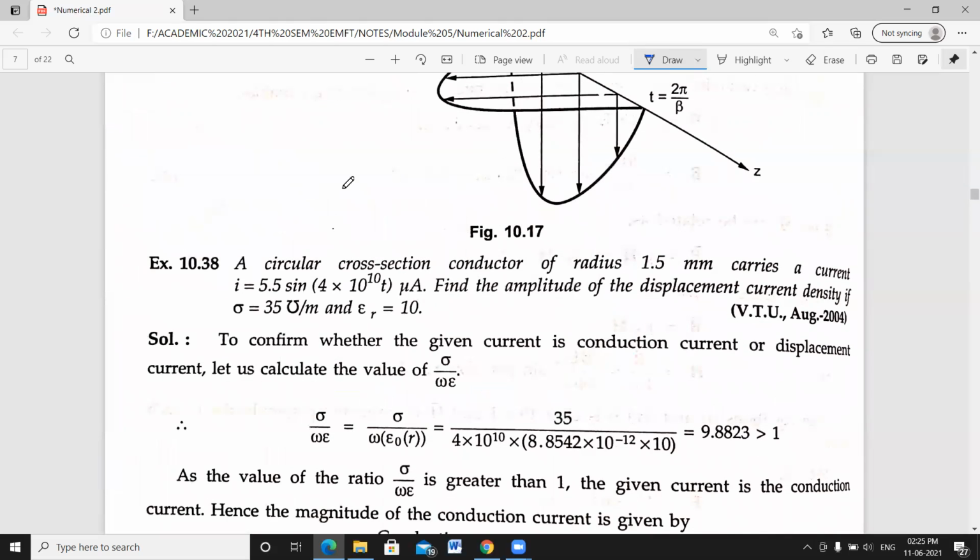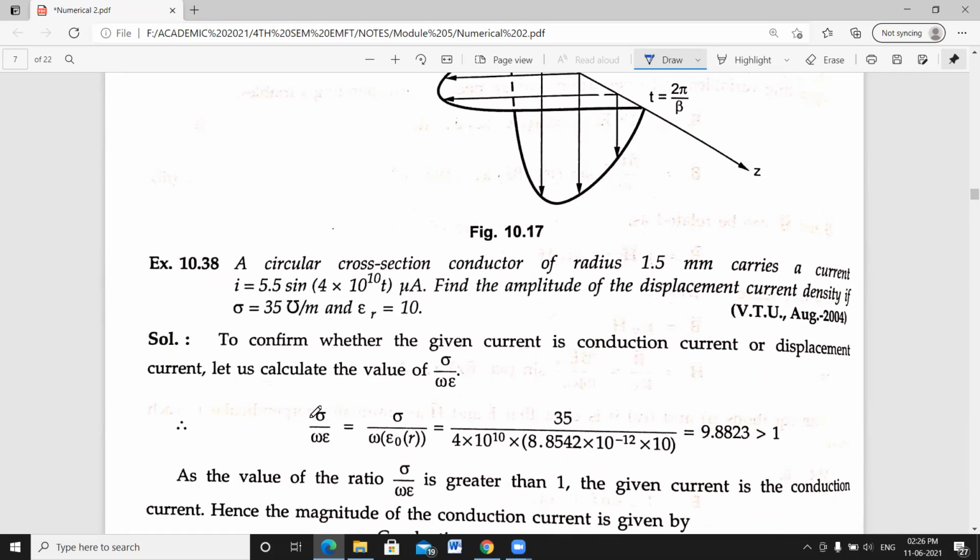This is one problem. Next, a circular cross-section conductor of radius 1.5 millimeters carries a current I equal to 5.5 sin(4 × 10^10 t) × 10^-6 amperes. Find the amplitude of the displacement current density, where sigma is 35 mho per meter, and εr is given as 10. To confirm whether the given current is a conduction current or displacement current, which one do you have to find out?